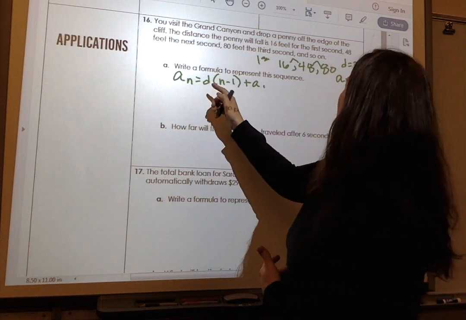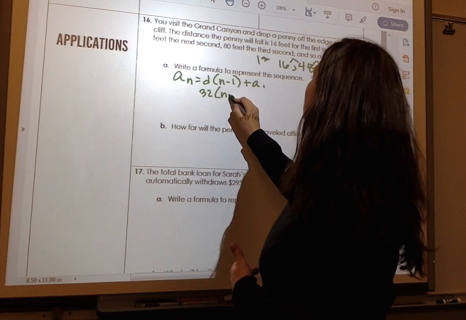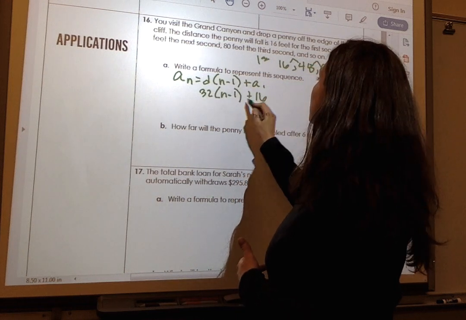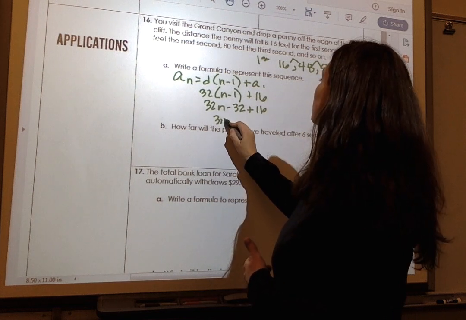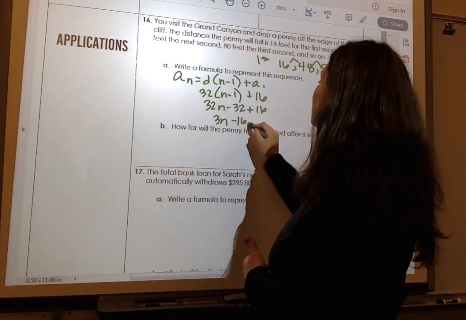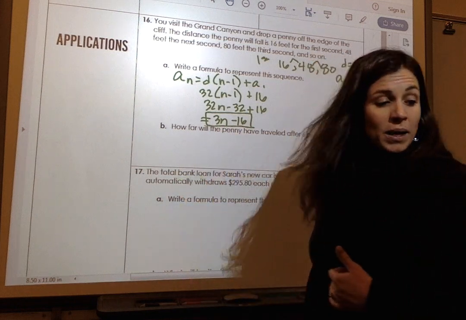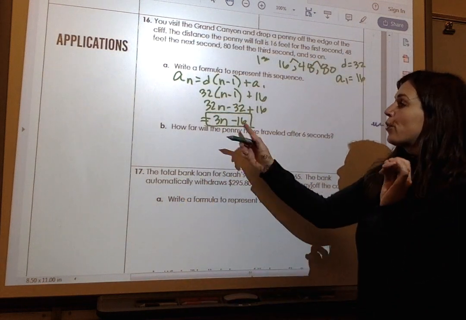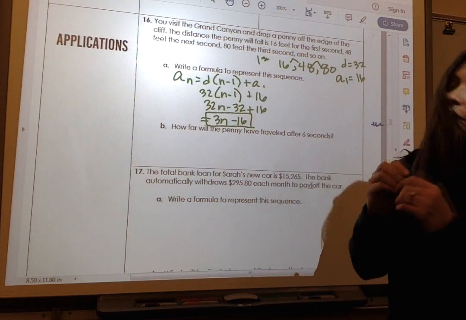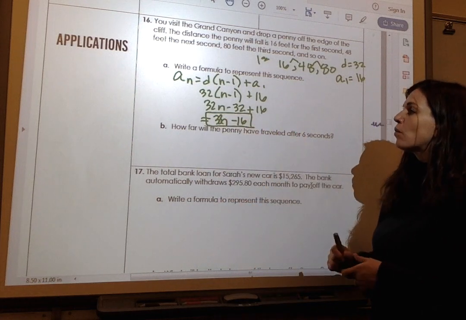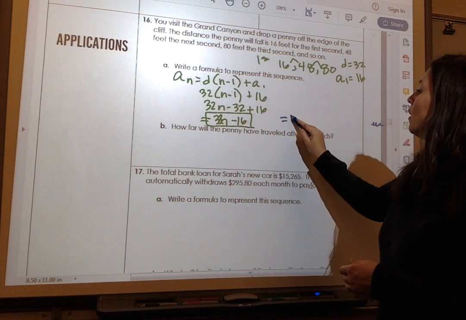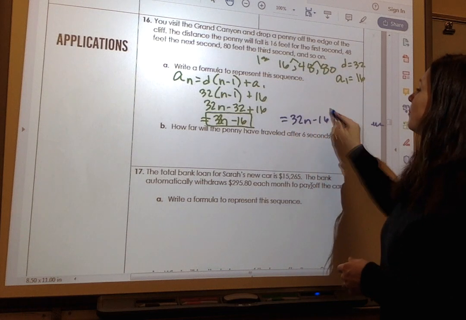So when I plug it in, I get 32 times n minus 1 plus 16. So 32n minus 32 plus 16 is 32n minus 16. That is my formula. That is my rule, 32n minus 16. So that is my rule. Let me rewrite it over here, 32n minus 16.